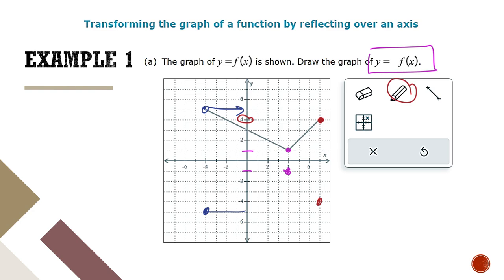Now I'm going to erase this so it's out of my way, and we just have to connect those with this line tool. So this line tool, you connect that to that and that to that, and this should be a perfect reflection over the x-axis.